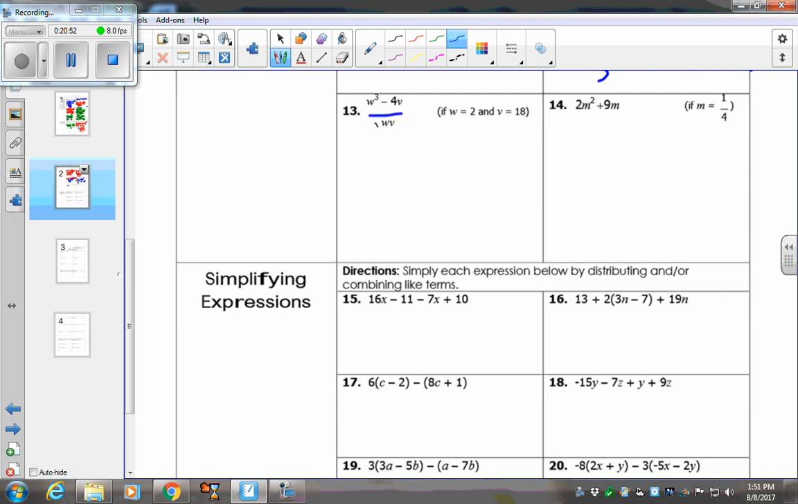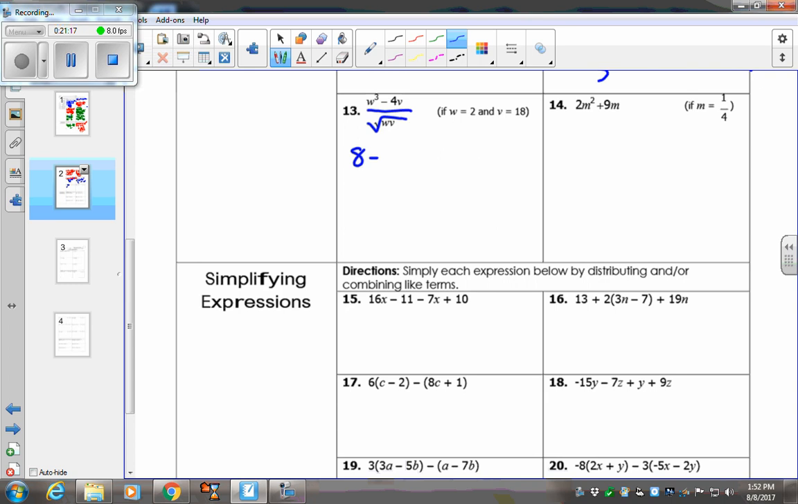I'm going to put a divide symbol. Is that another square root sign? On your paper, is that square root? So square root. Okay. 2 is W. So 2 cubed gives me what? 8.